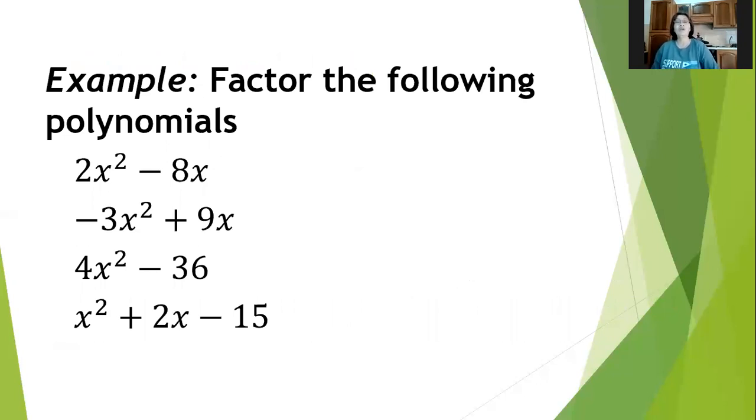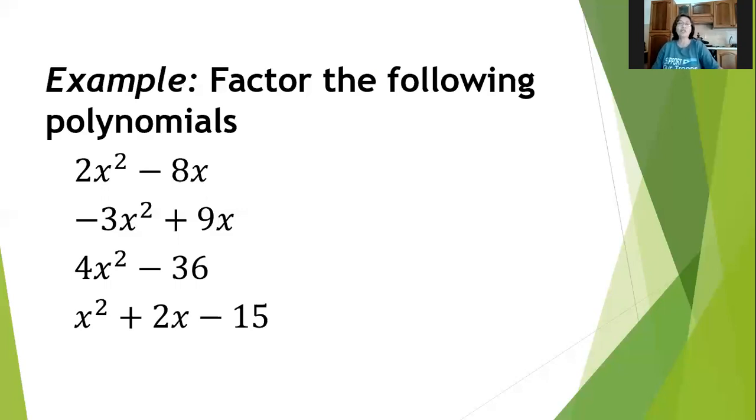We have 2x squared minus 8x. For the first one, it is written in ax squared plus bx. Automatically, we have a common monomial factor. For the second example, we have negative 3x squared plus 9x. We have to find the common monomial factor. And the third one, we have 4x squared minus 36. It is expressed in ax squared plus c. We have to find the binomial. The factor of this is a binomial.